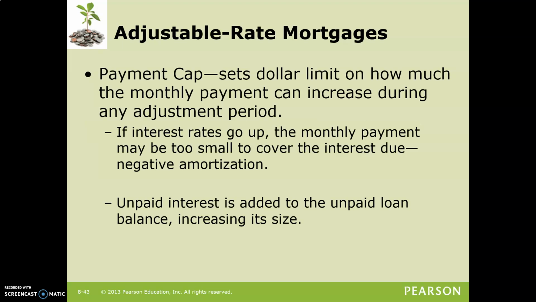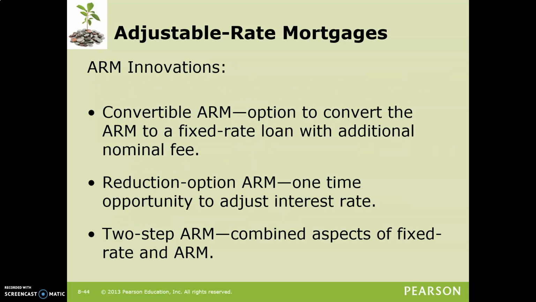So payment cap is a set dollar limit on how much the monthly payment can increase during any adjustable period. For example, if interest rate goes up, the monthly payment may be too small to cover the interest due, and it will be a negative amortization. So unpaid interest is added to the unpaid loan balance. It increases its size. So, and we also have ARM innovation.